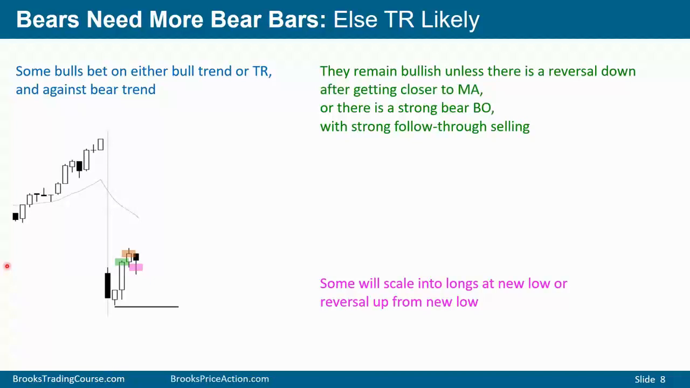If it gets closer to the moving average, the bulls will be thinking that we might get an opening reversal down from the moving average, maybe a wedge rally, 1, 2, and 3. But right now they believe we're going at least a little bit higher.